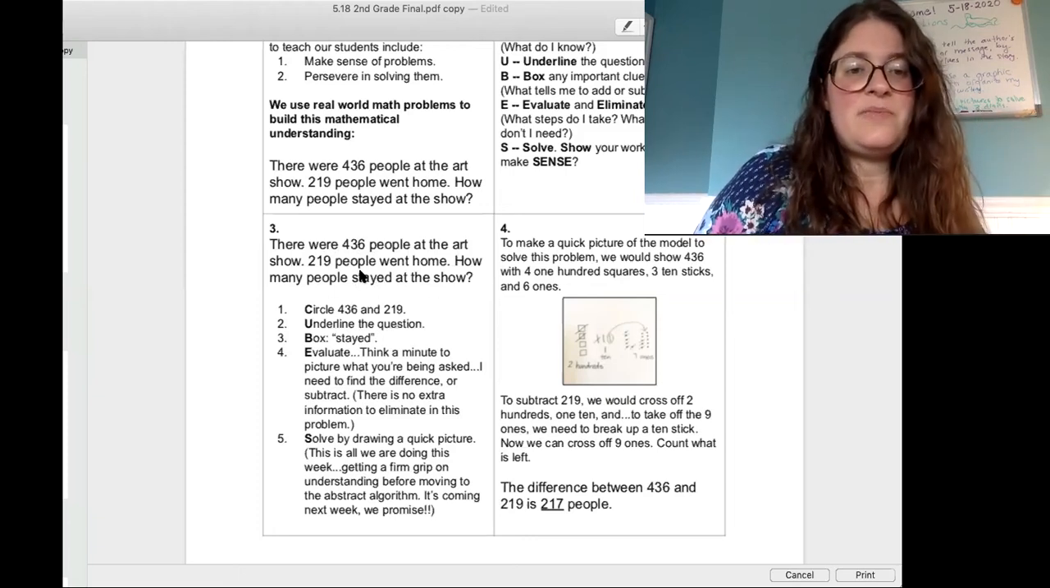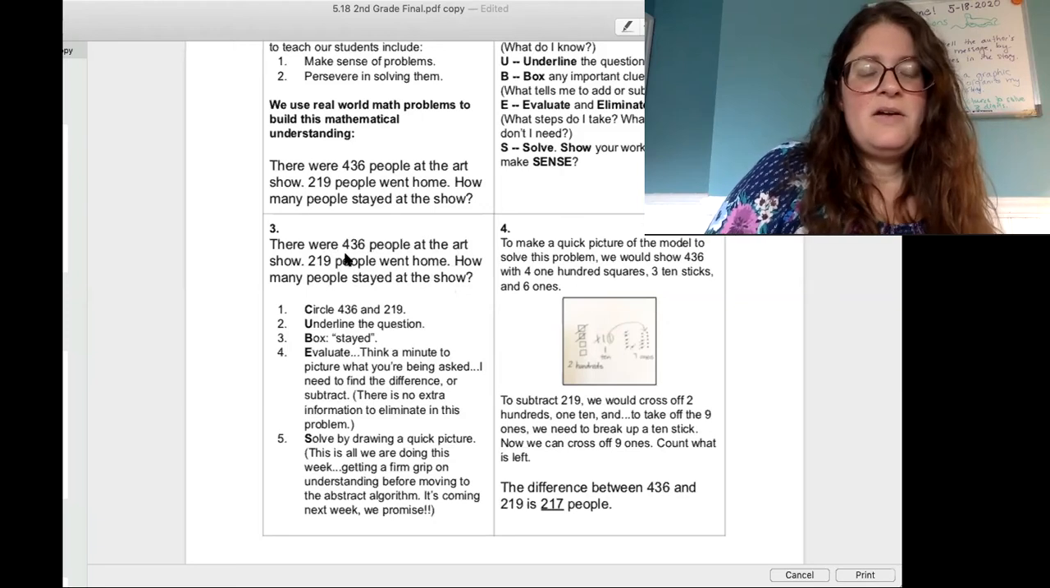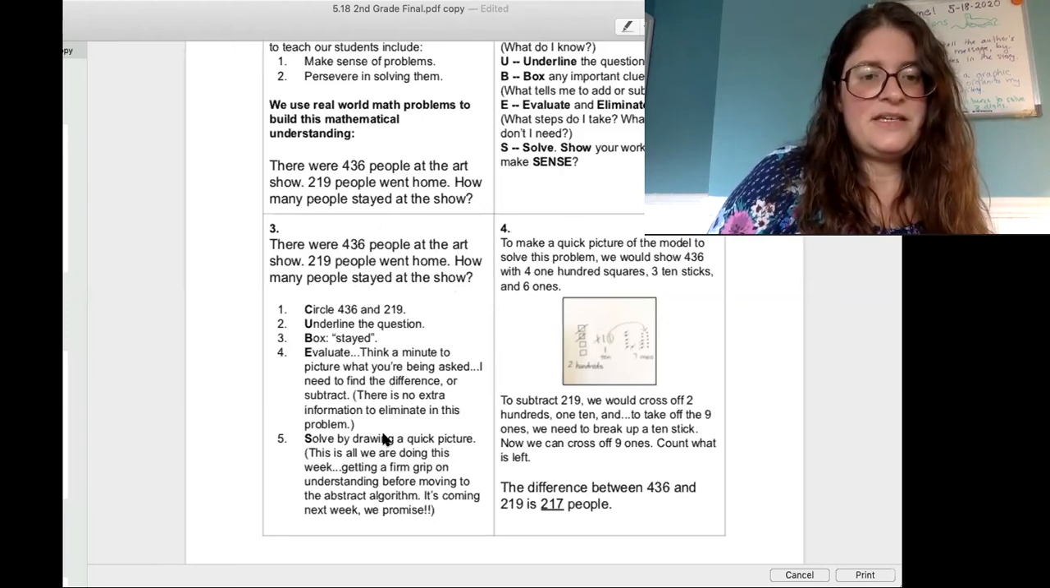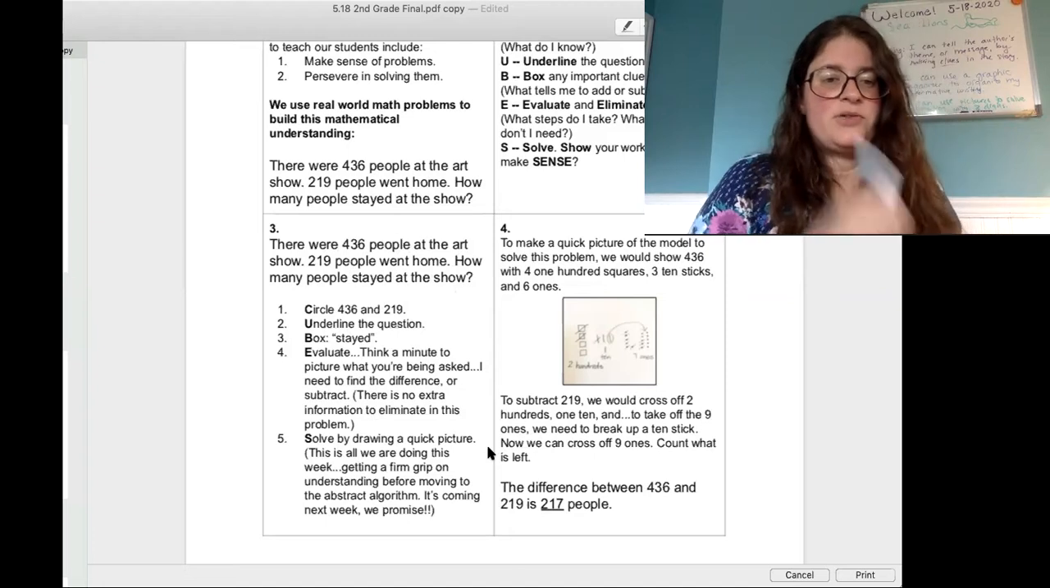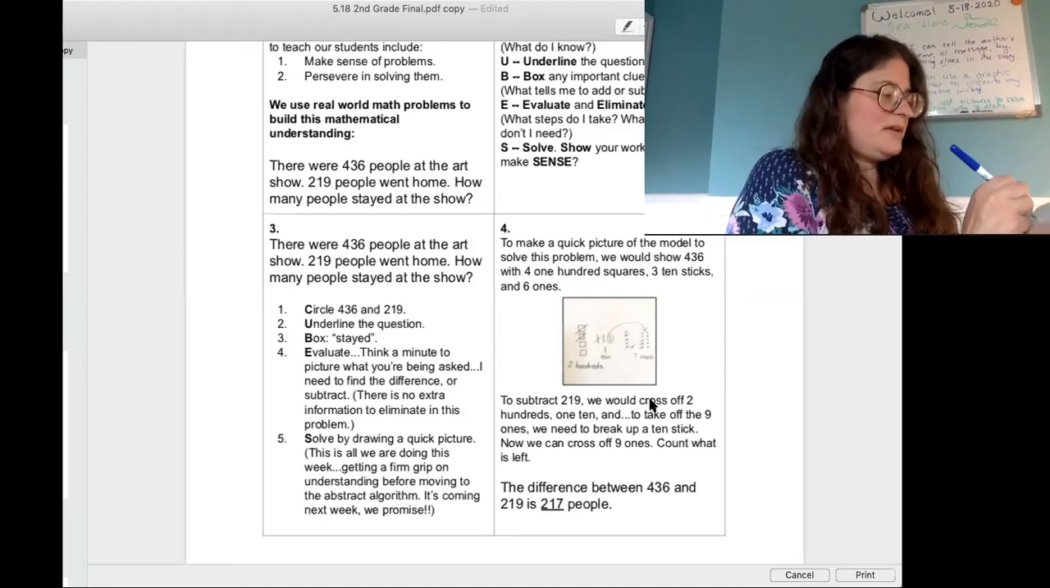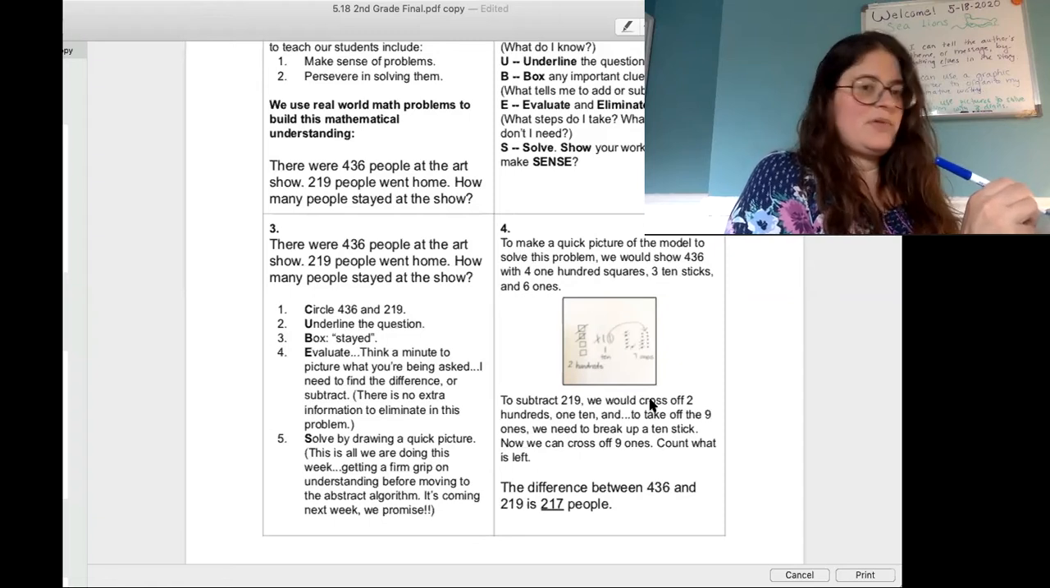They want to know how many people are left, how many stayed there. Well, they want us to subtract those numbers so we can see who is left. And then we're going to solve by drawing a quick picture. So this picture is really small, so that's why I wanted to switch it over to my whiteboard.